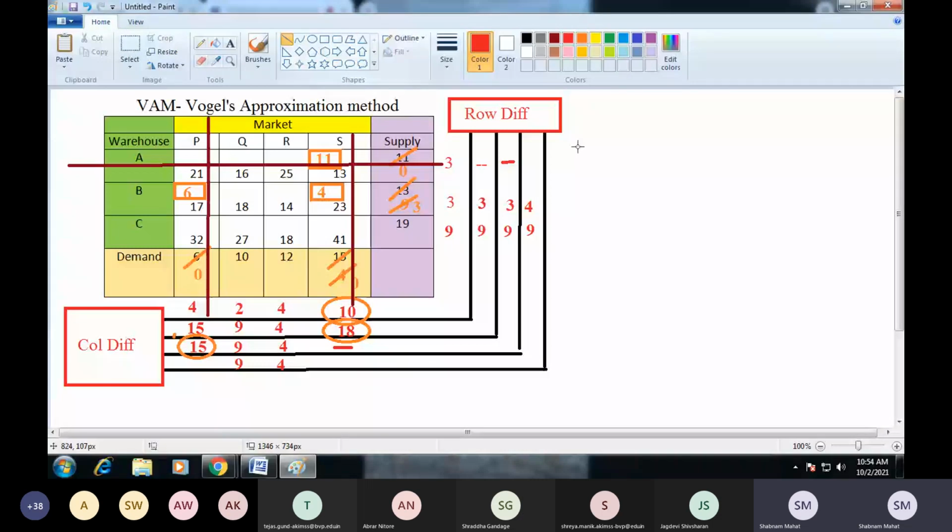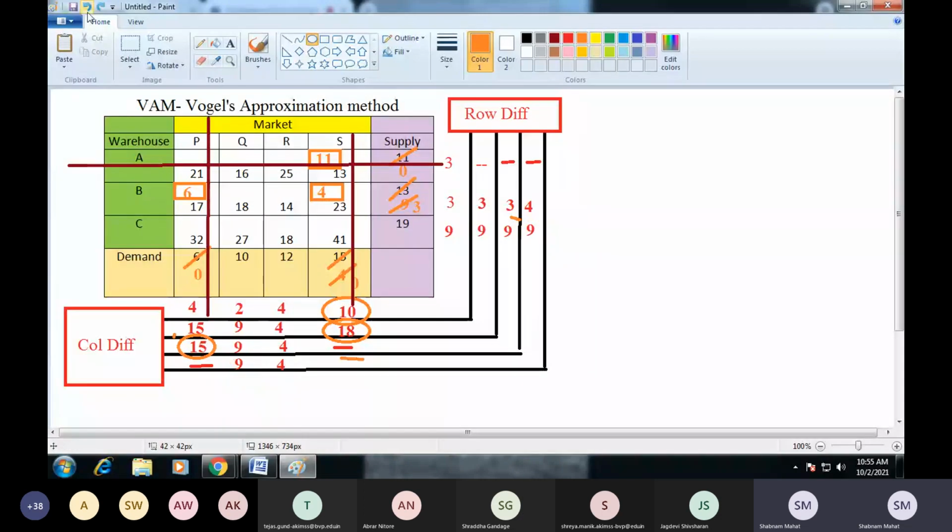Whatever penalties we find, out of those penalties, find the maximum or largest penalty. In a row there is a 9, and in a column there is also a 9. So you now have the right to select any maximum penalty. You can select this row's 9, or you can select the column's 9. As per your requirement or your choice, you can select any maximum penalty for further allocation.